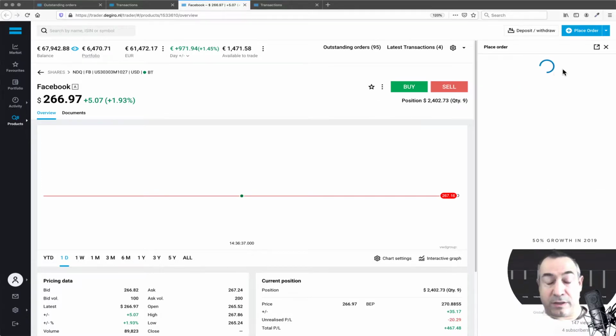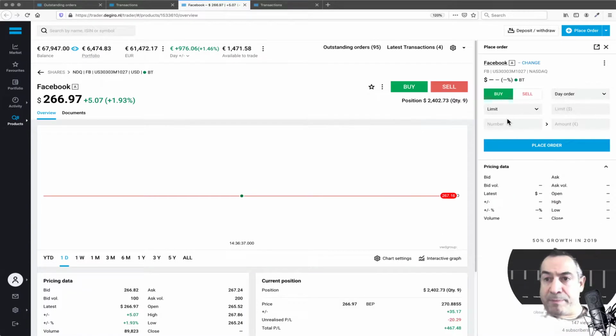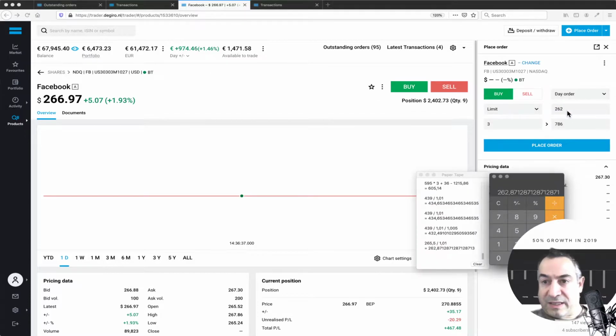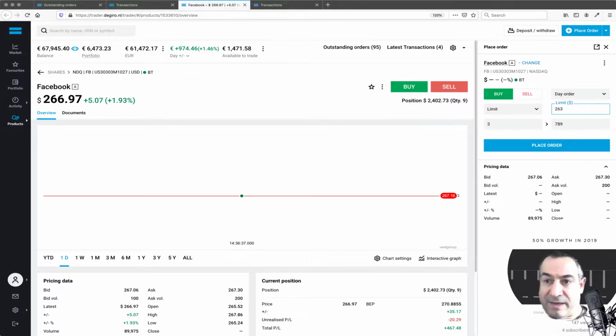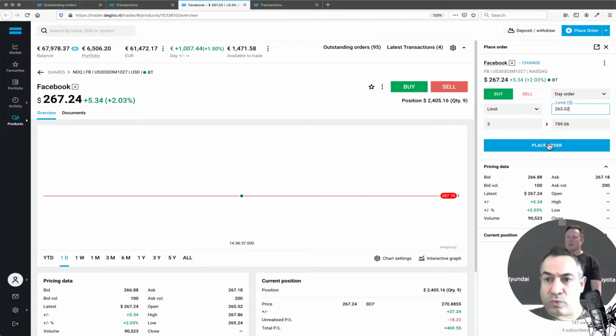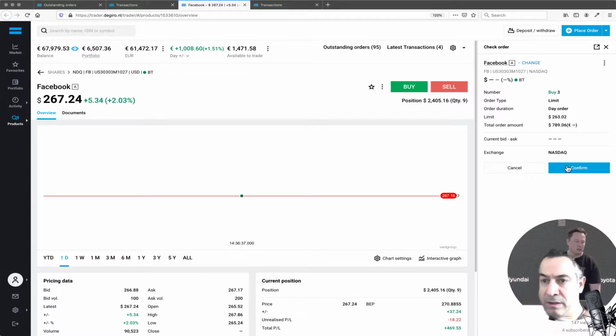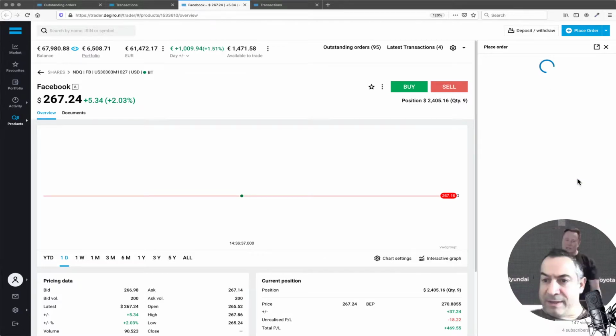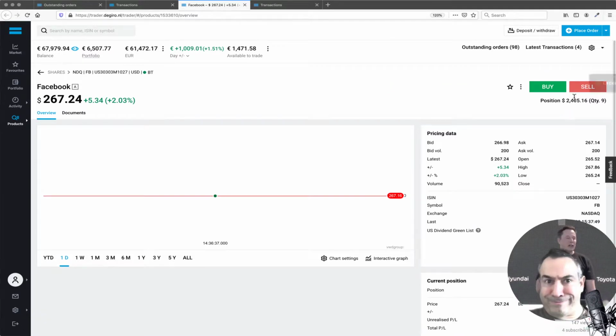Okay, let's make it very accurate. No, we don't need to. We can round it up. So then we would buy three at 262.87. That's 263. And I put 02 like that. It's a day order. Why do I put the 02? If someone would round it up and say 263, I have more chances to get this one than the other person. That's it. It's a personal thing I do.